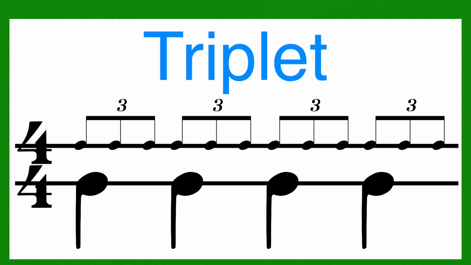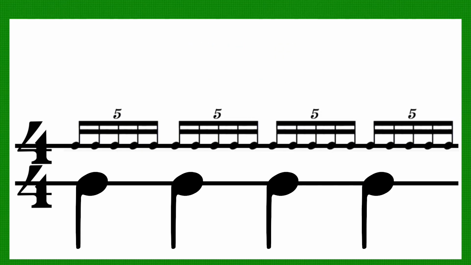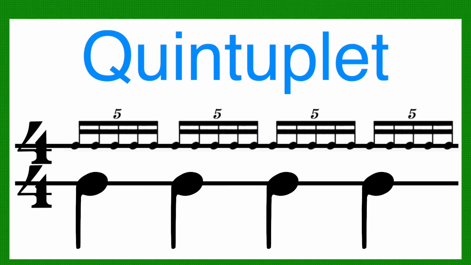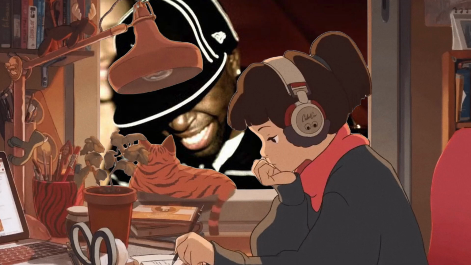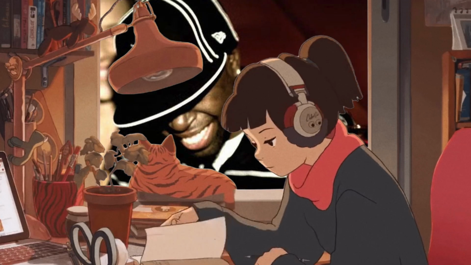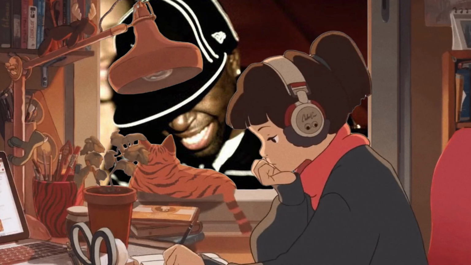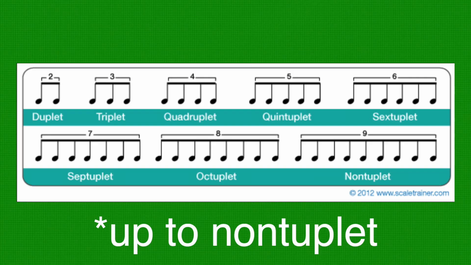And this is called a triplet. We can of course subdivide into 5 notes if we wanted to. And this is called a quintuplet. It doesn't sound that musical if we play all 5 notes, so let's create a pattern. We get that J Dilla or Lofi hip-hop type beat happening. Odd number tuplets are great for creating interesting grooves. Here's a list of all the tuplet names.